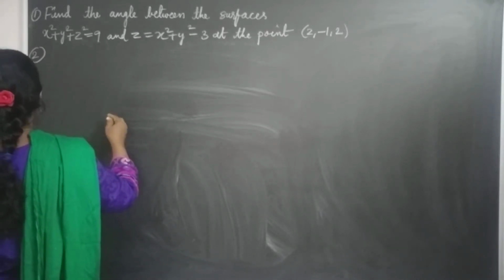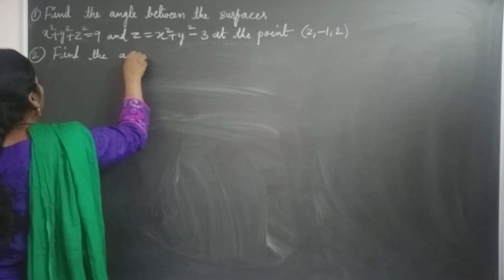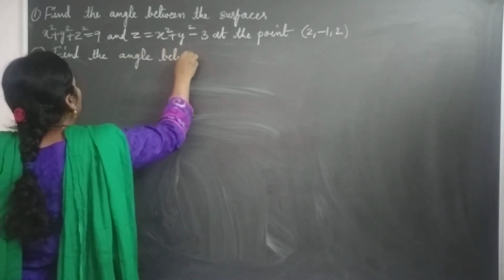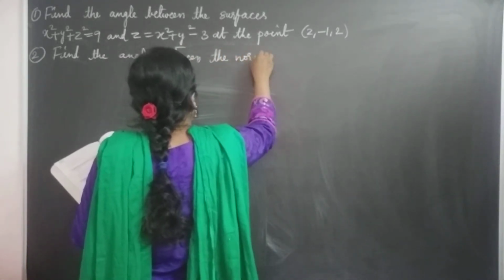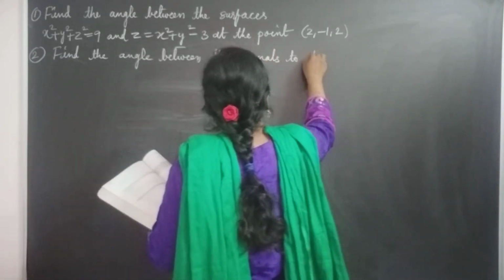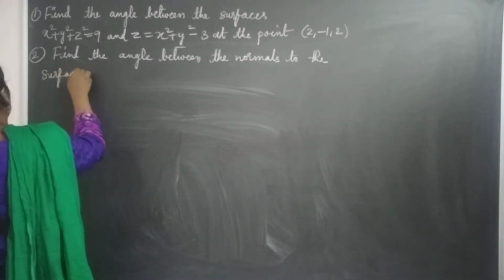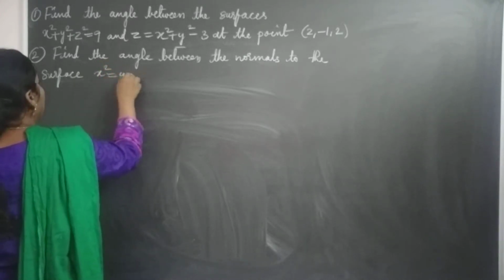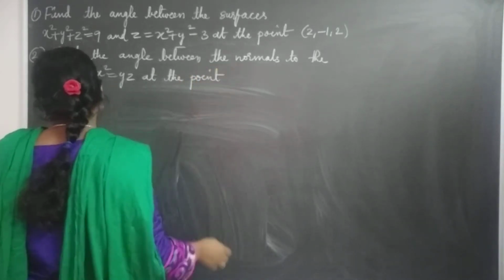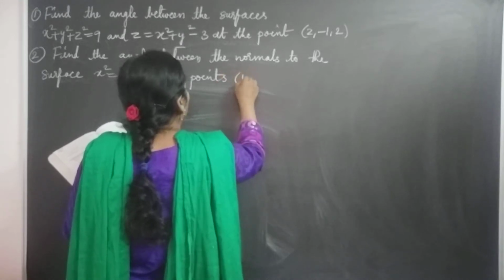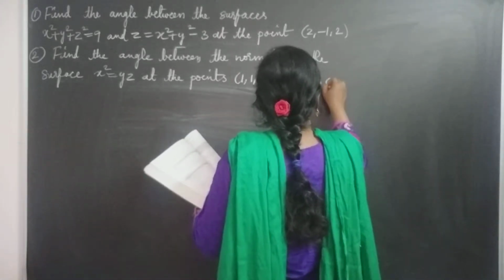The second one is: find the angle between the normals to the surface x square equal to yz at the points 1 1 1 and 2 4 1.